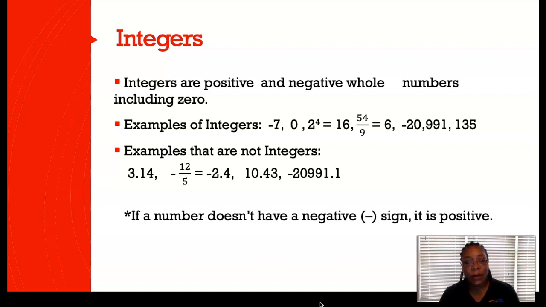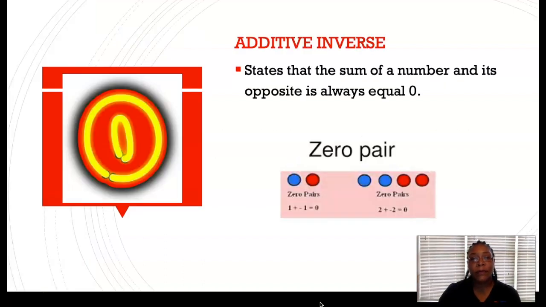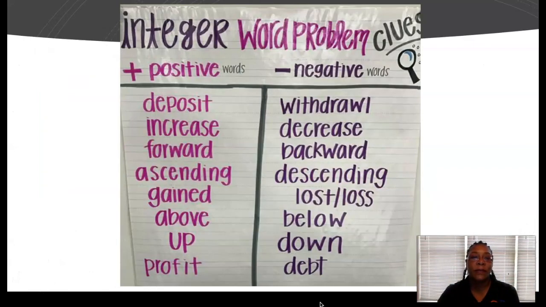These are rational numbers. So if a number doesn't have a negative sign in front, we're going to assume it is a positive number. The additive inverse states that the sum of a number and its opposite is always 0. Now, I'm sure you remember the word zero pair, because when we get them together, they kind of cancel each other out. So we can get rid of them. Why? Because it gives me that additive inverse.